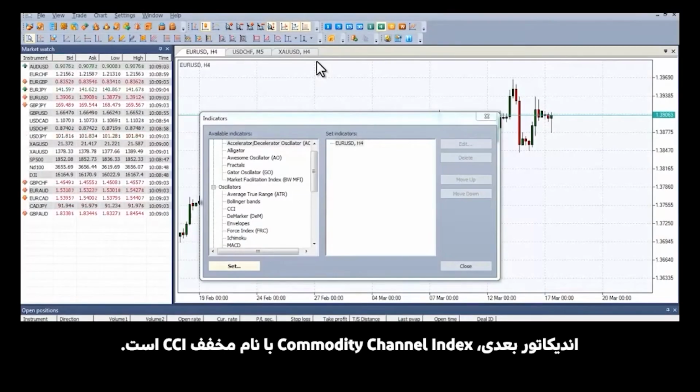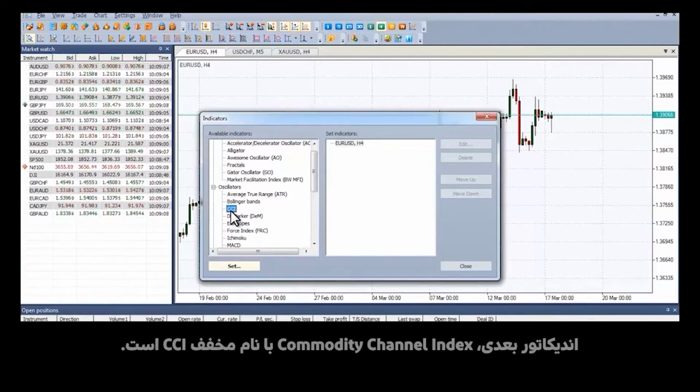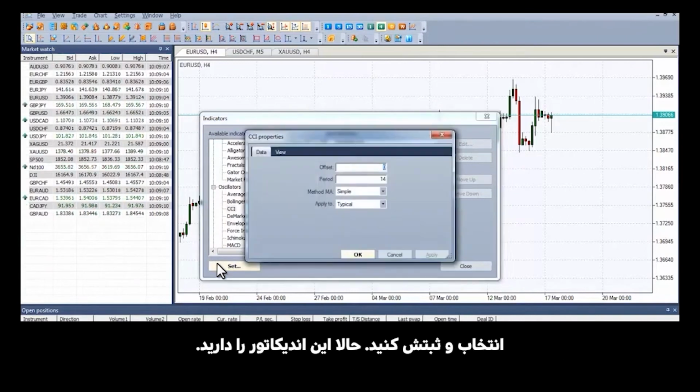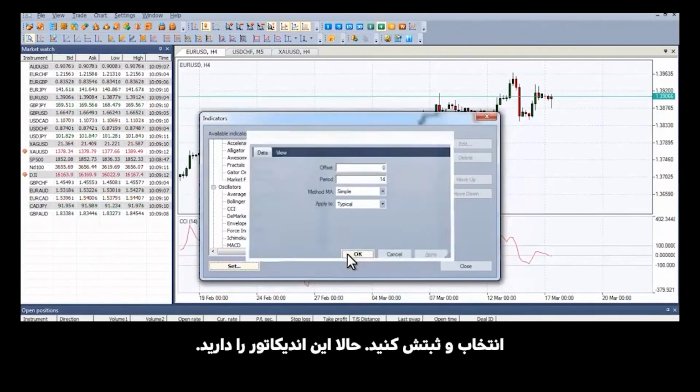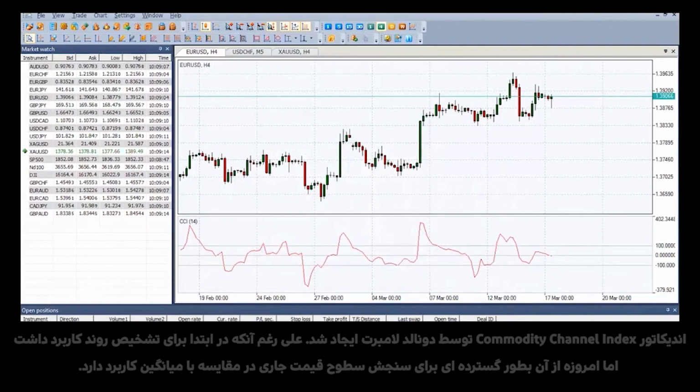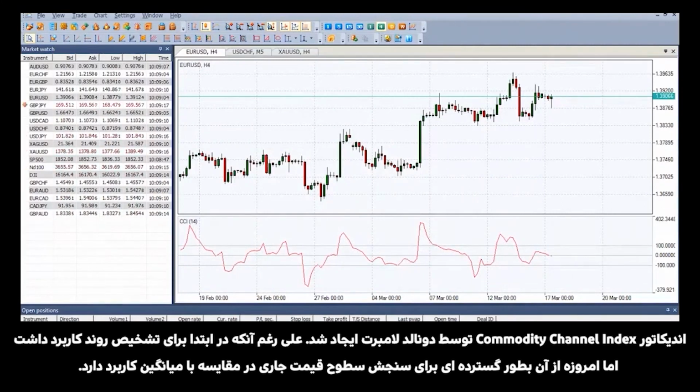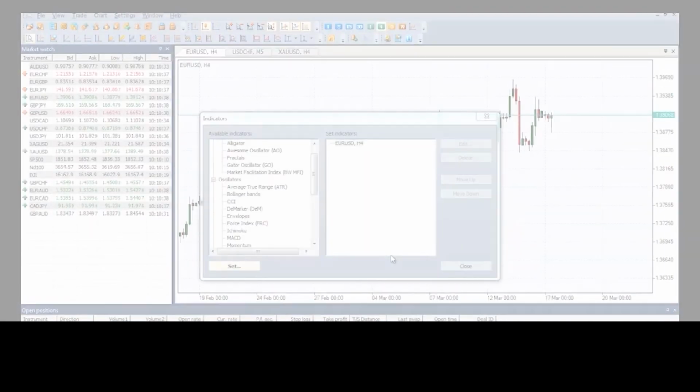Next we have the Commodity Channel Index, or more commonly referred to as the CCI. Select it, click Set, OK, and there we go. The Commodity Channel Index is an indicator by Donald Lambert. Despite the original purpose to identify new trends, it is nowadays widely used as a measure for the current price levels in relation to the average.